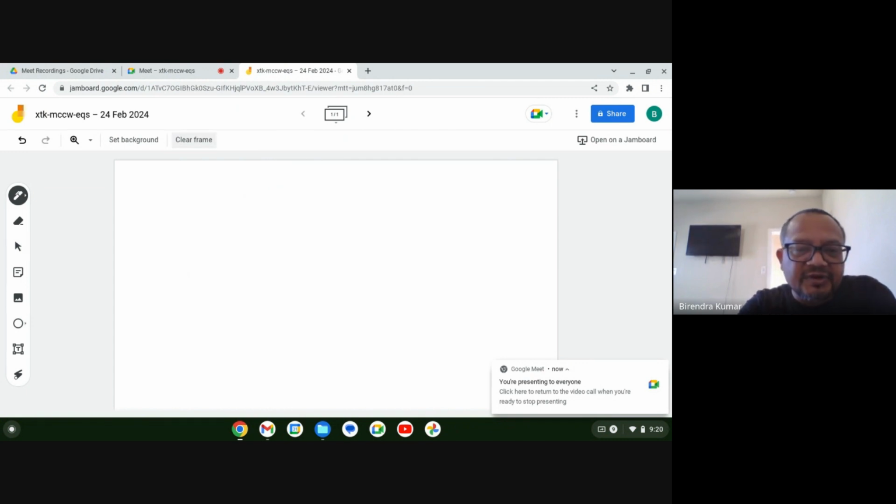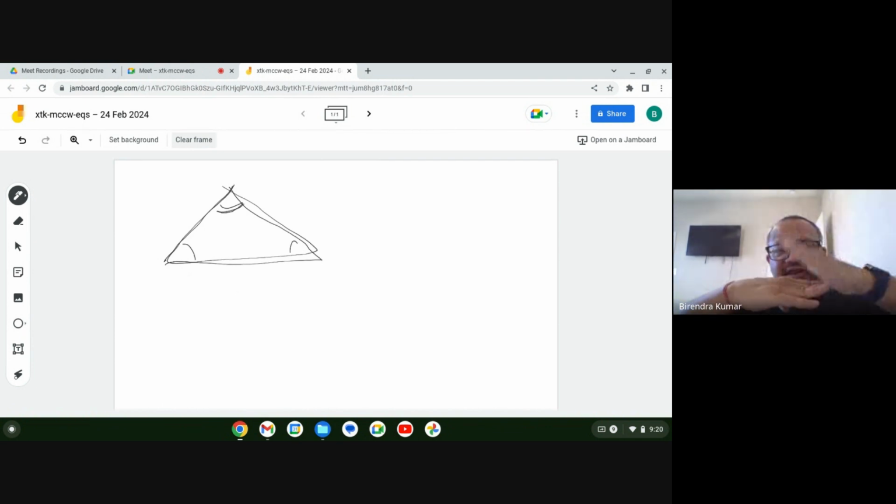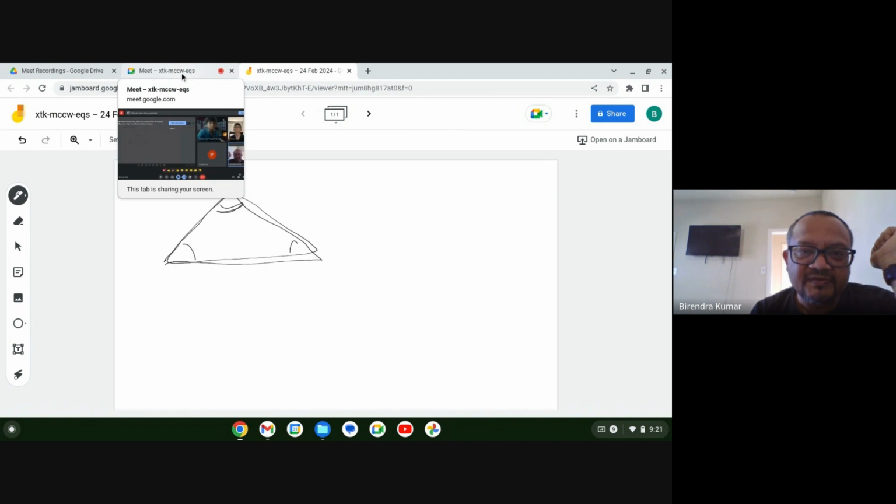So when we talk about a triangle, it's a shape with three sides. This is one side, this is another side, and this is the other side. These sides make an angle with each other. They meet each other in a certain way. That is the angle. So any triangle has two properties: it has three sides and it has three angles. Any questions so far? Any confusion so far with the triangle?